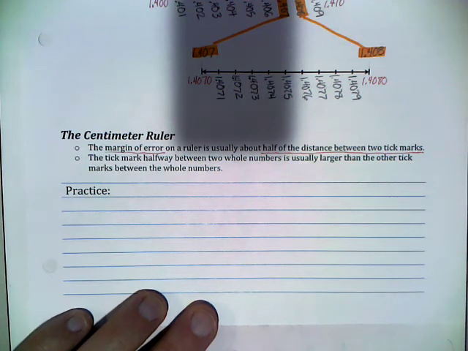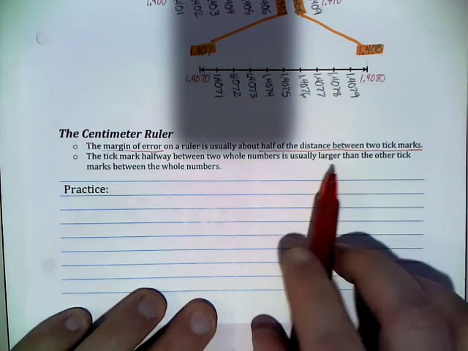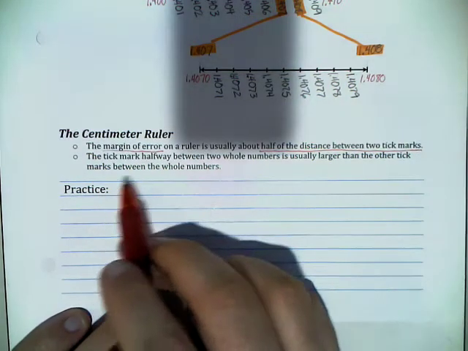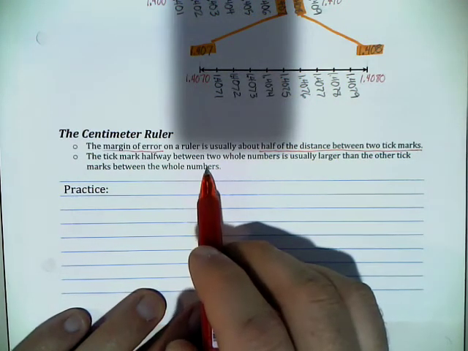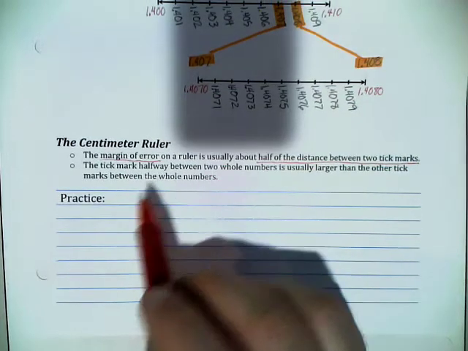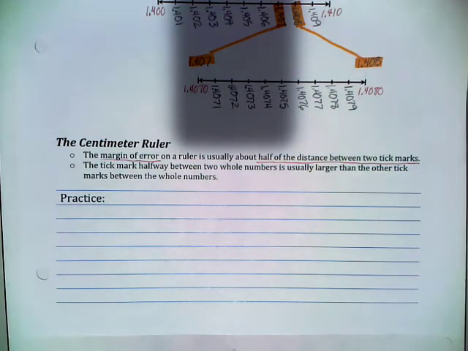So the tick mark halfway between two whole numbers is usually larger than the other tick marks between the whole numbers. So talking about the centimeter ruler, the 0.5 is usually going to be a lot bigger than the other tick marks along the way.